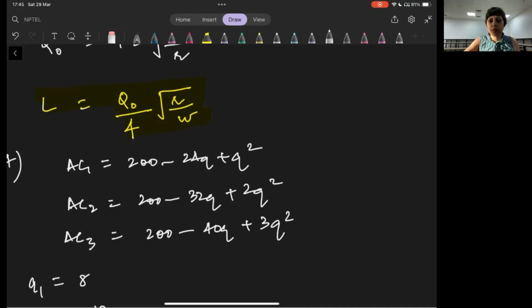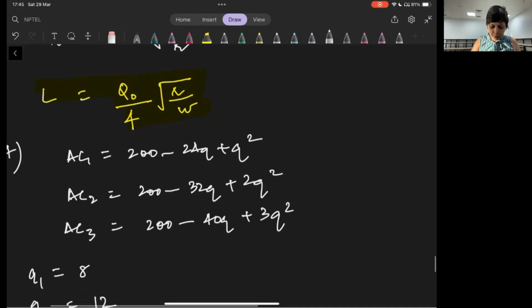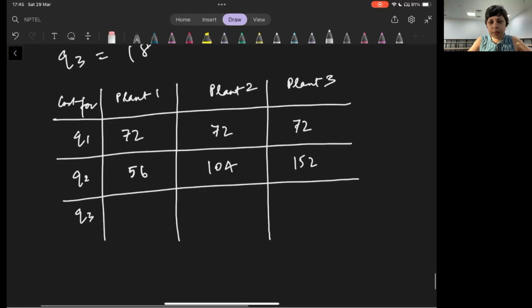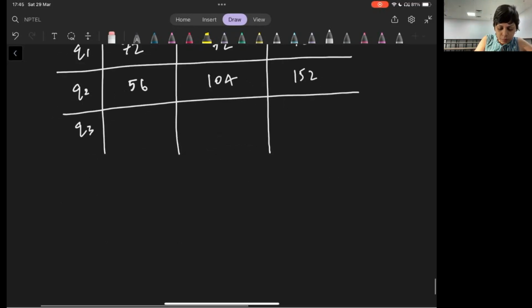Okay, so you see the pattern, right? I'm just filling in the last part also. It takes a little bit of time to calculate. So I'm just filling in the values. You can check if you're getting the same answer.